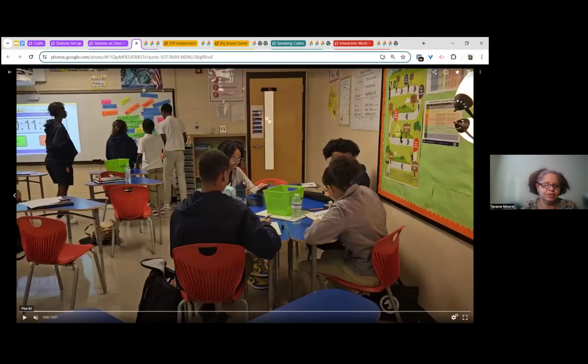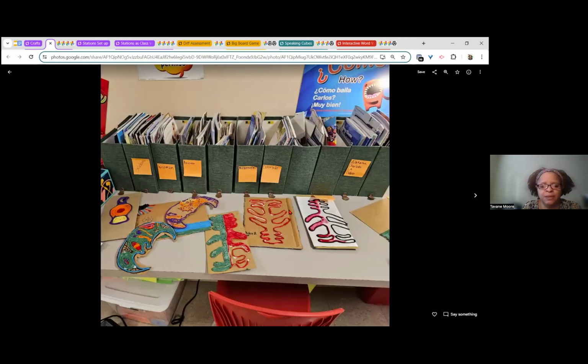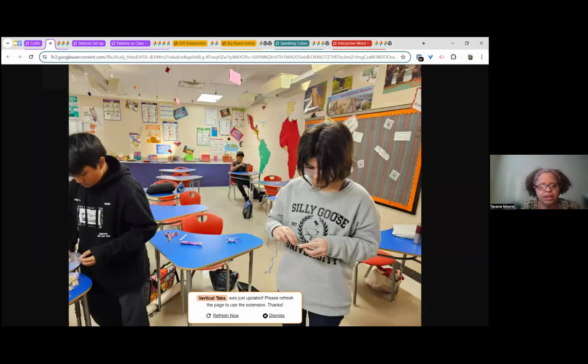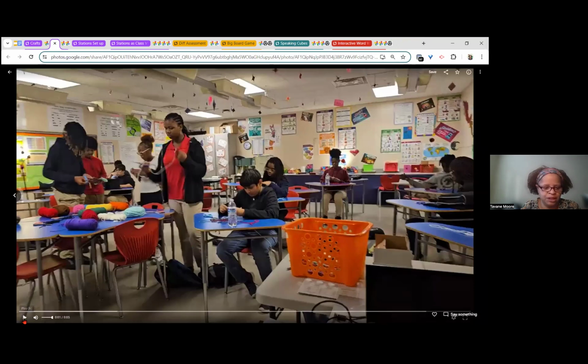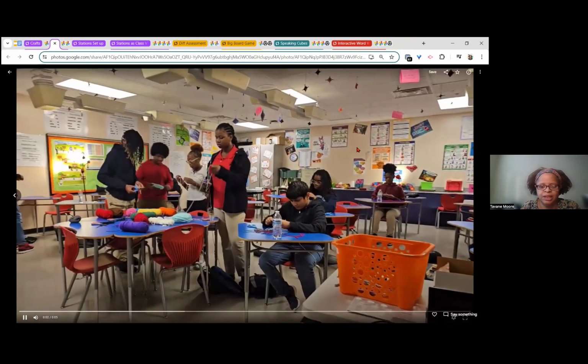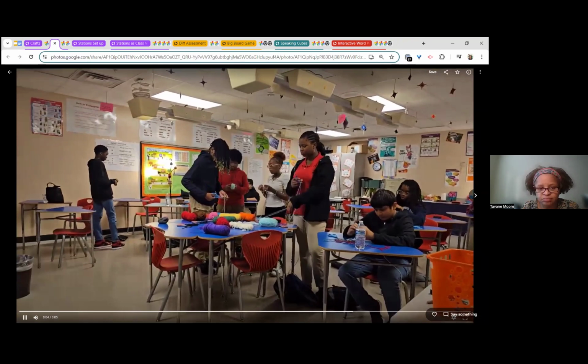Okay, let's see. Now, right here, we did some crafts also, which helps with learning. This right here was the Huichol Mexican yarn art. And these were the ojos de dios, the God's eyes. And we were doing that when we were doing colors. So the students were able to pick the colors that they wanted. And this was quite relaxing to them.